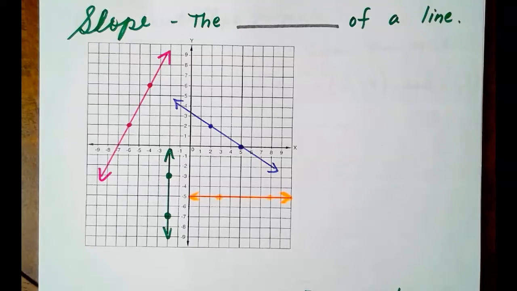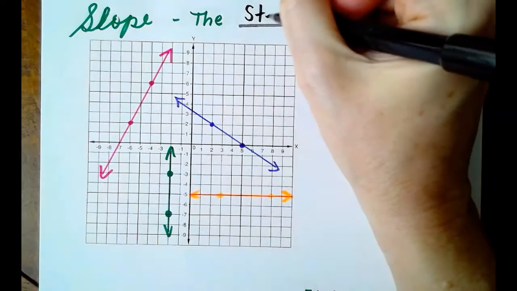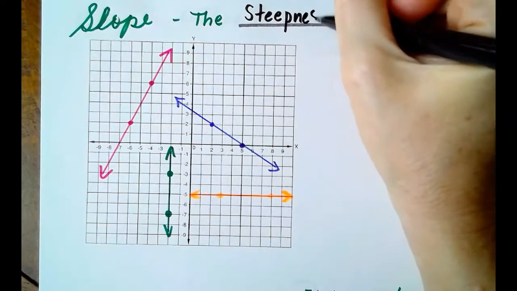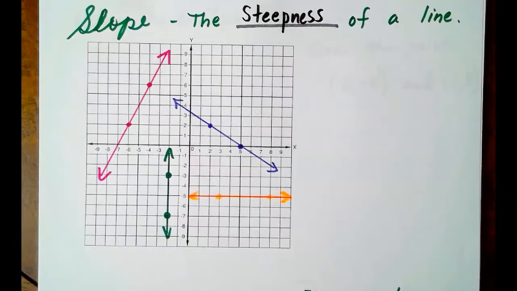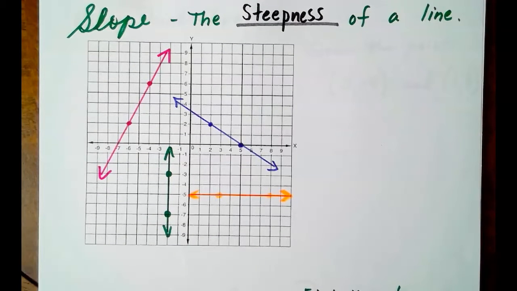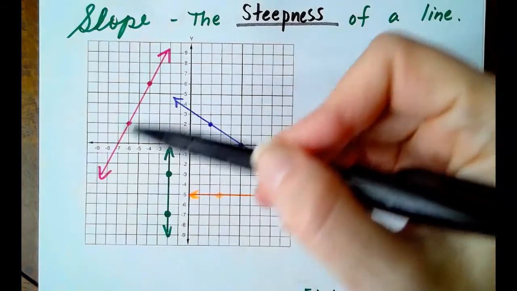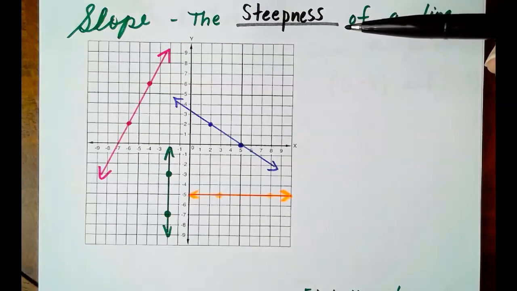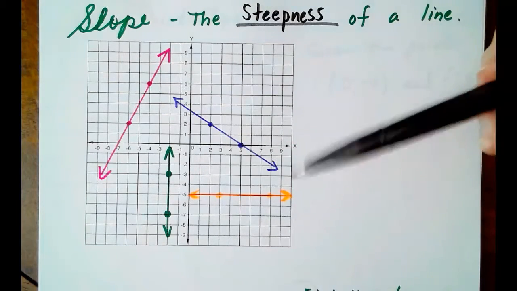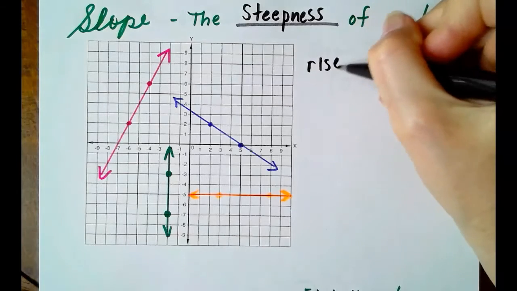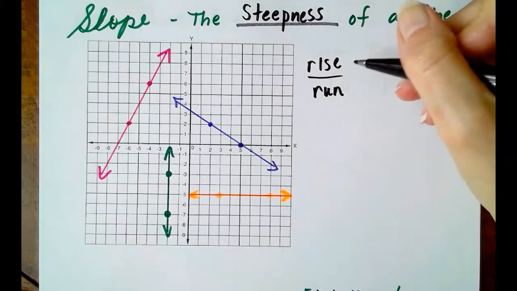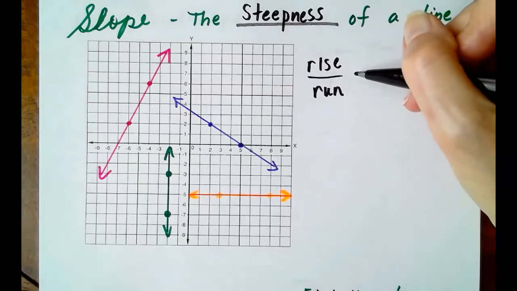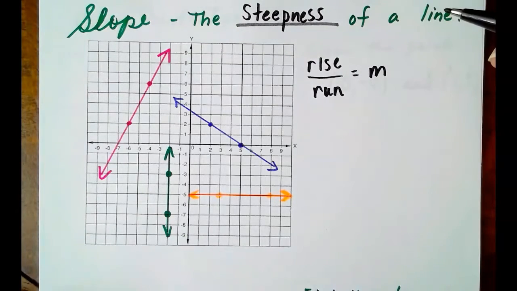Slope is the steepness of a line. When we think about the term steep, we usually think of a roof or stairs, but whenever we're discussing slope, we're going to be thinking about the steepness of a line. We can find the slope by counting the rise over the run. That is a ratio that represents slope. And normally slope is symbolized with a lowercase m.